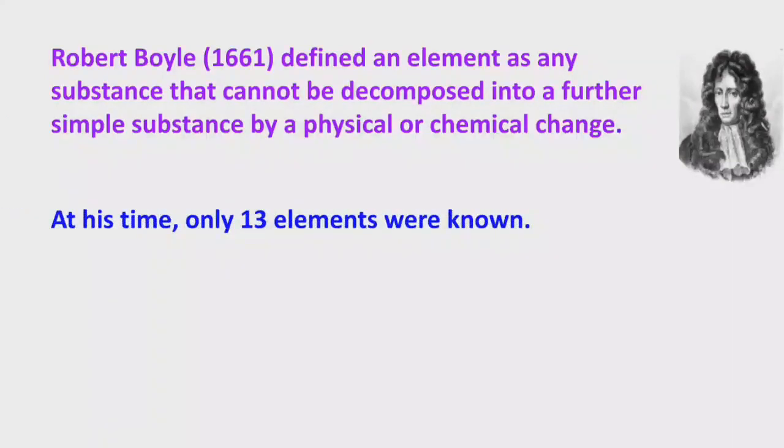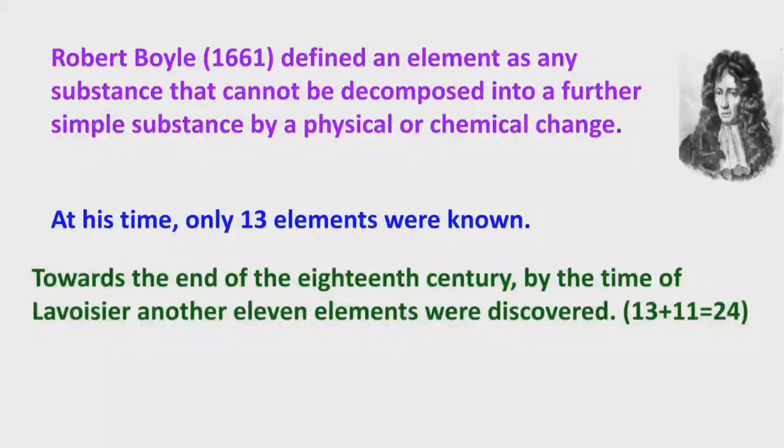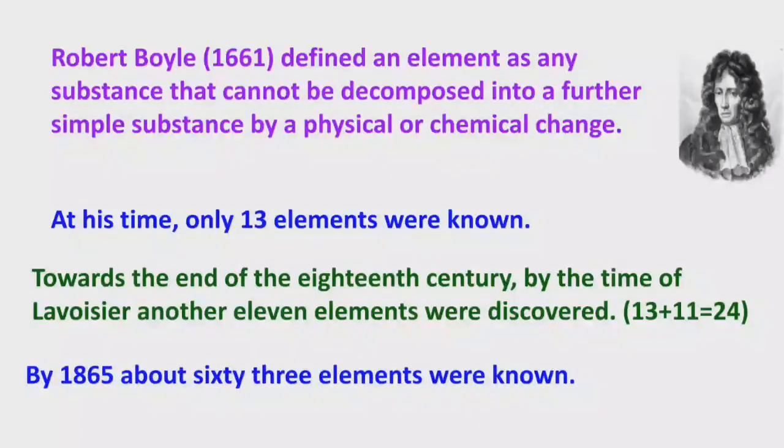At Robert Boyle's time, only 13 elements were known. Towards the end of the 18th century, by the time of Lavoisier, another 11 elements were discovered. That means by the time of Lavoisier, 13 plus 11, total 24 elements were known. By 1865, by the time of Mendeleev, about 63 elements were known.